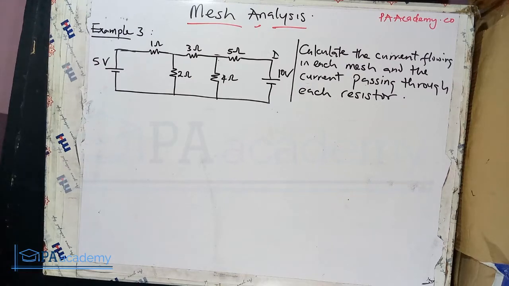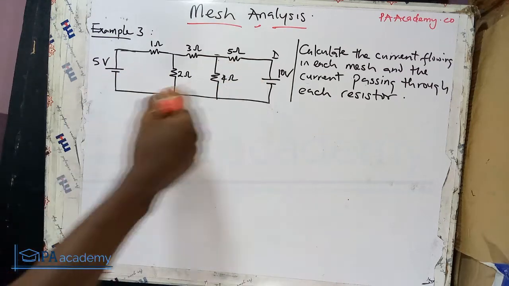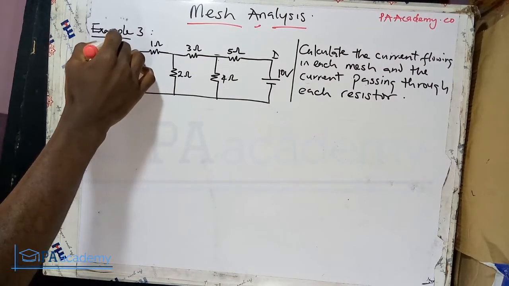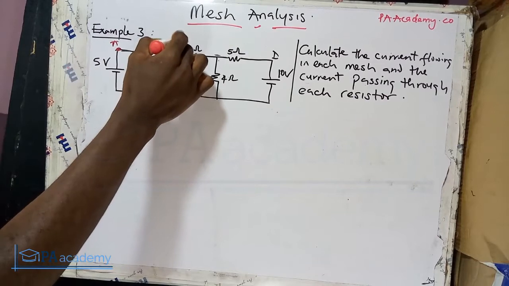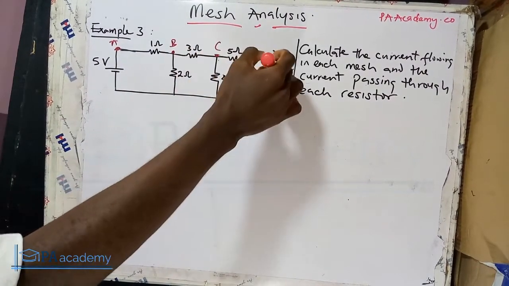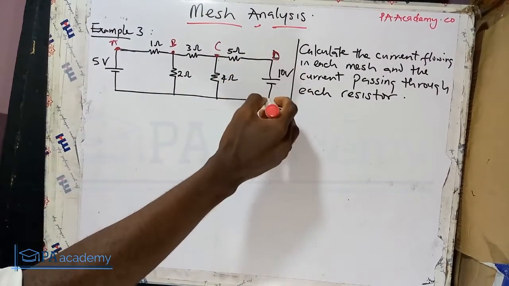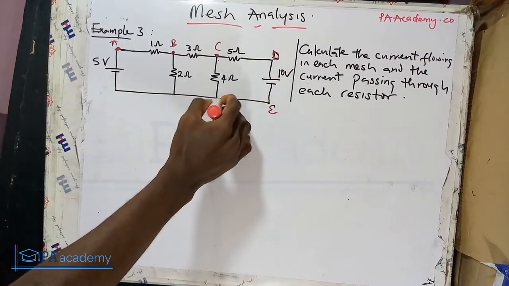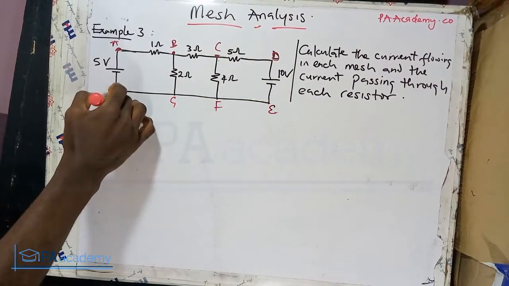So to start with, let's note the nodes and some of these points. Let's call this A, let's call this point B, let's call this C, this is D, let's call this E, F, G, and then H.